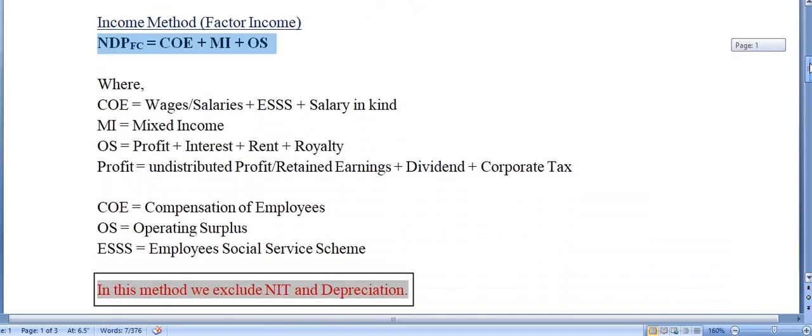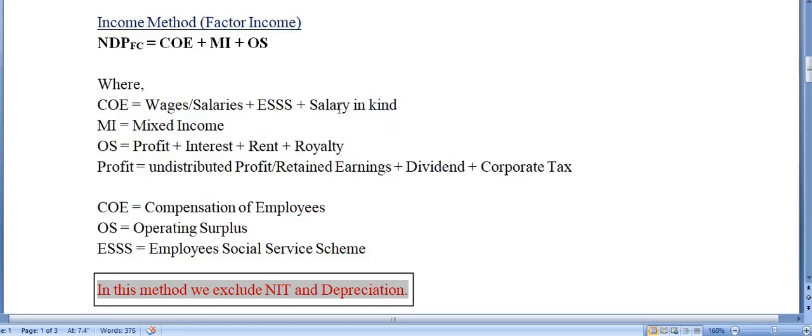Now, I must explain these things. COE stands for compensation of employees. It can be wages or salaries plus ESSS, plus salary in kind. For example, if you are working in a company and the company is providing you accommodation facility, that is your salary in kind.